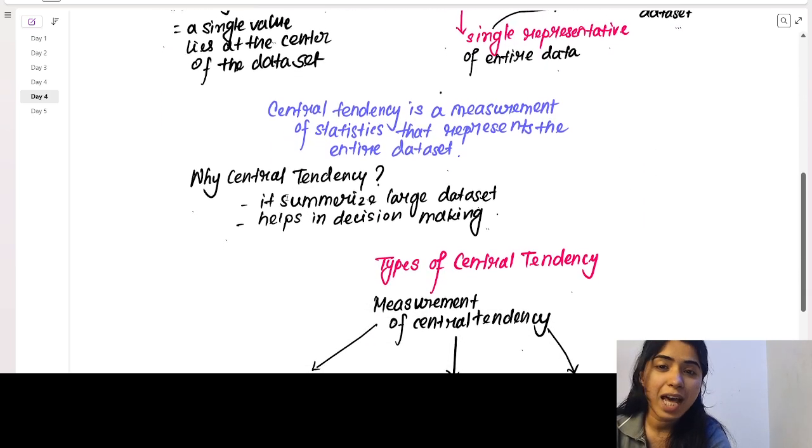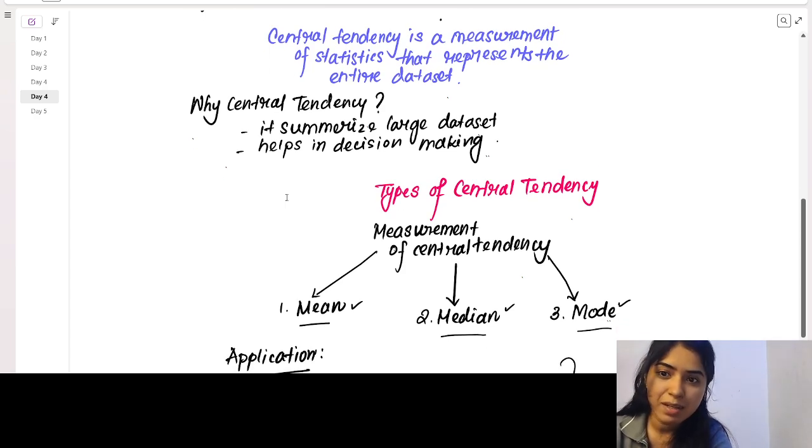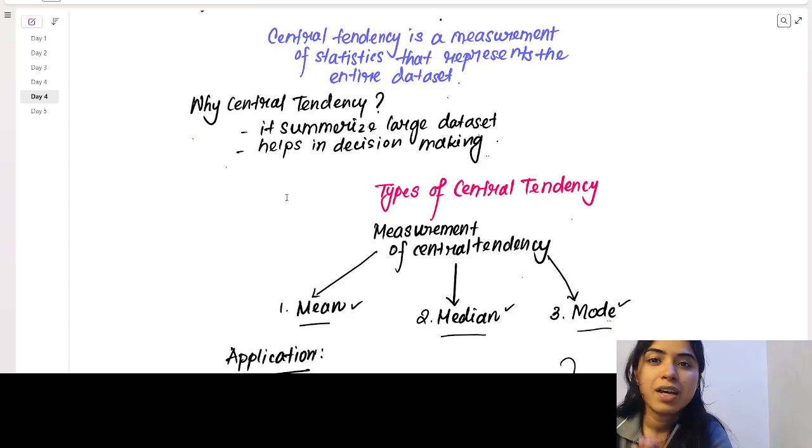Now, what are the types of central tendency? We already have seen three measurements: mean, median, and mode. And I have said that we can use these three measurements of central tendency in different situations. Today we will be totally covering mean: where to use, how to use, what is mean, and what is the formula of mean.